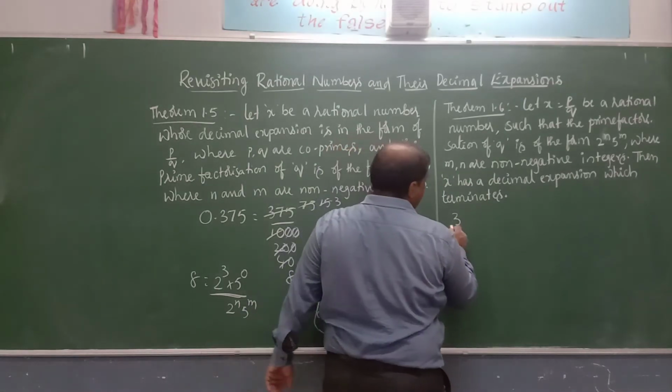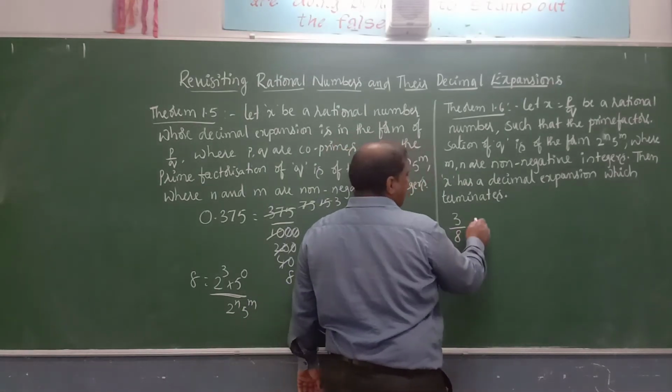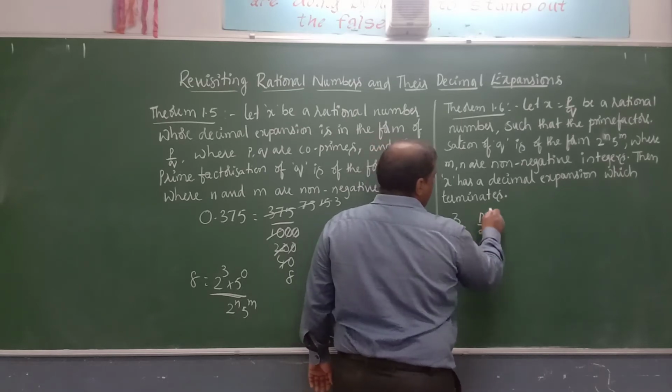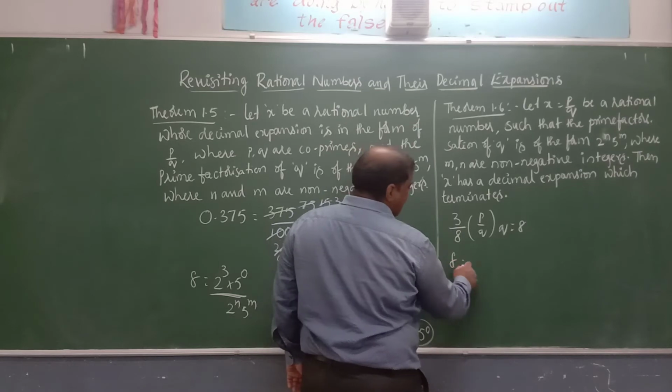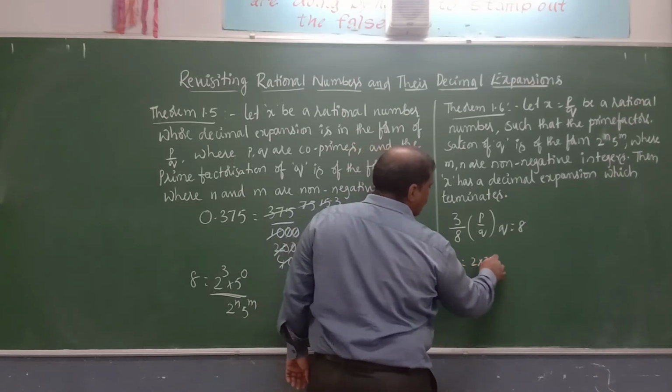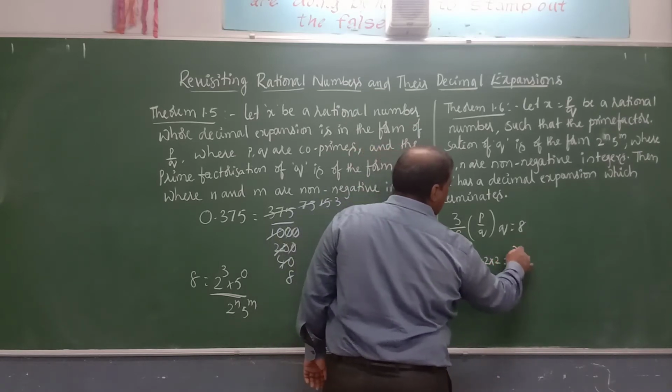So now it is 3 by 8 that I have taken here. It is in the form of p by q. Here q is equal to 8. So the prime factorization of 8 is equal to 2 into 2 into 2, that is equal to 2 cube.